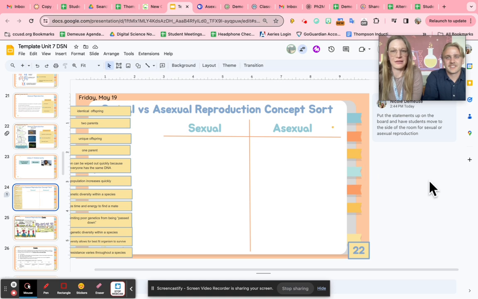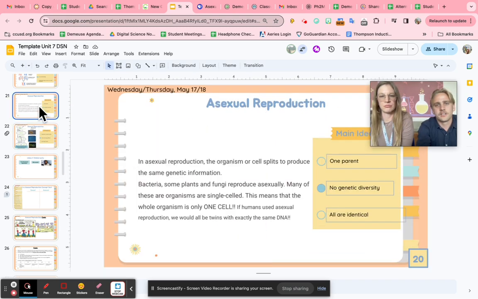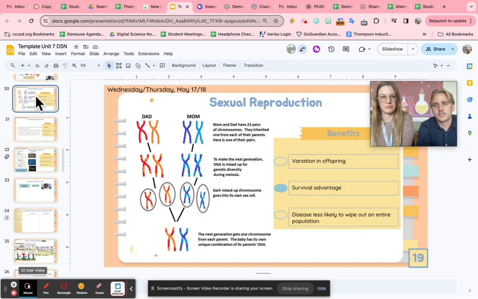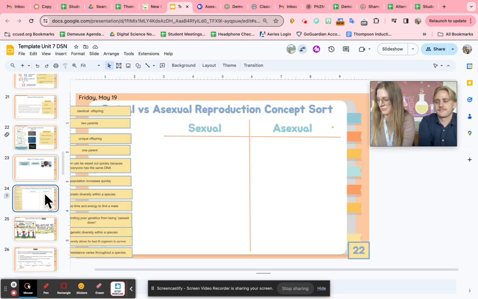And then finally, you are going to sort each statement to represent sexual versus asexual reproduction, and then later we will go over it as a class. And make sure that all these slides where we typed in the benefits and main ideas are complete as well. And think of a name for this bacteria too. That's your homework.